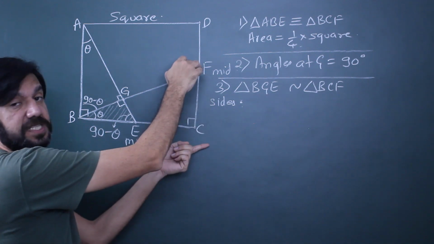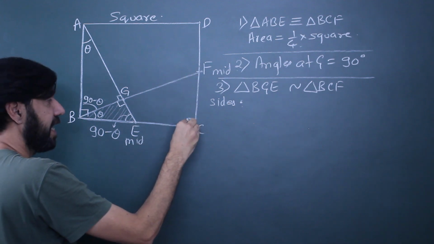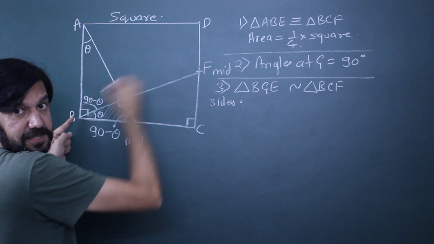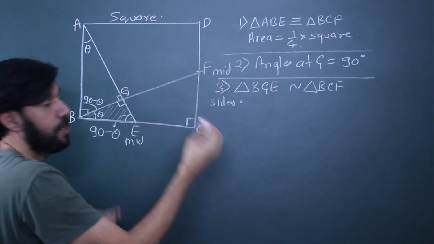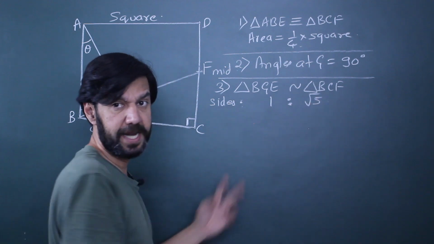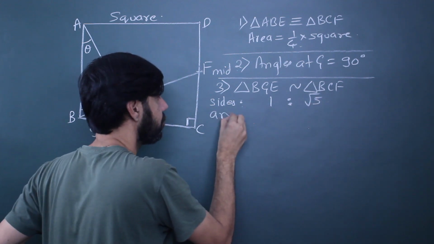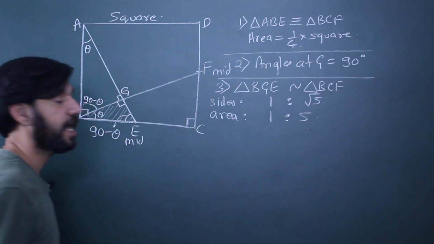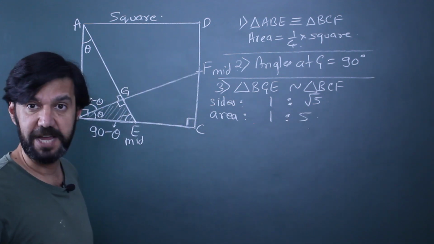BC is 2. What is opposite 90 in the bigger triangle? BF. So I want to find BF. BF is the hypotenuse of 2 and 1. So sides will be in the ratio 1 is to root 5. Very rarely will sides be a part of the question, but areas will definitely be a part of the question. So areas are in the ratio 1 is to 5.